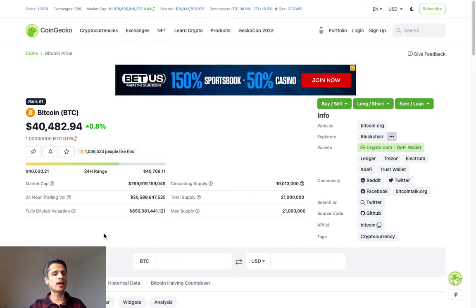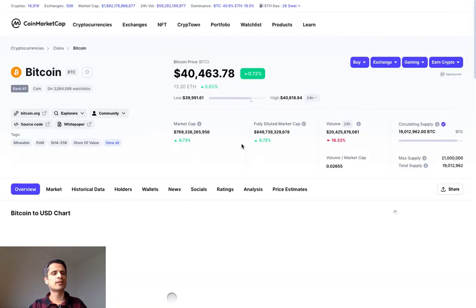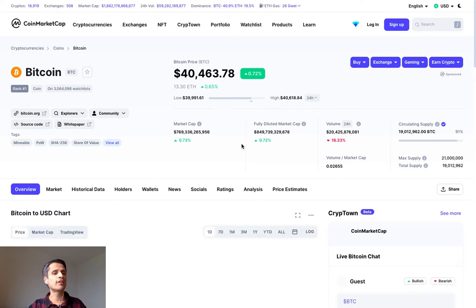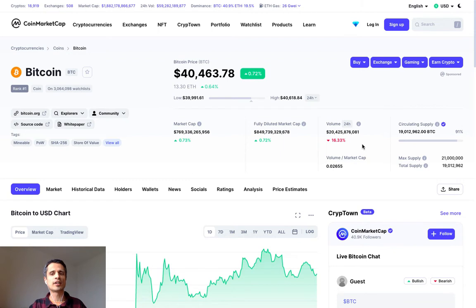Next, let's look at the volume. You'll note here that the 24-hour trading volume is about 20.6 billion. So this is CoinMarketCap. Similar to CoinGecko, we can find various metrics such as market cap, fully diluted market cap, volume, and circulating supply. The numbers are fairly similar to those on CoinGecko.